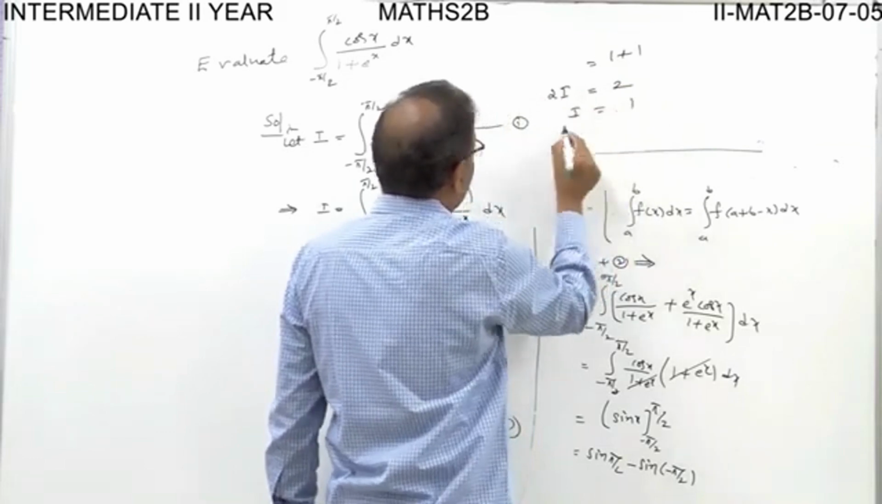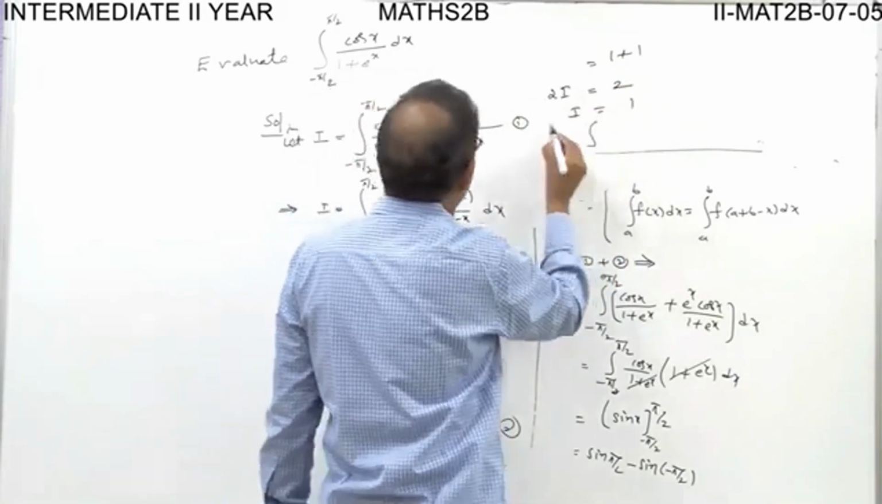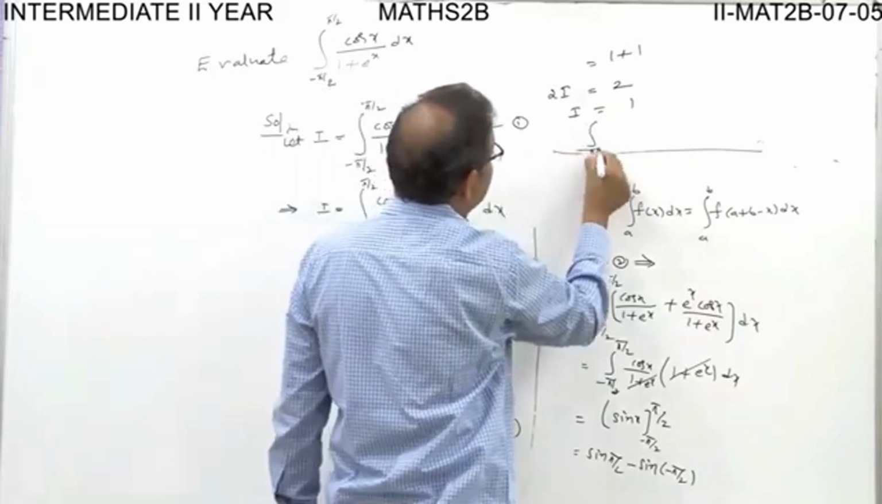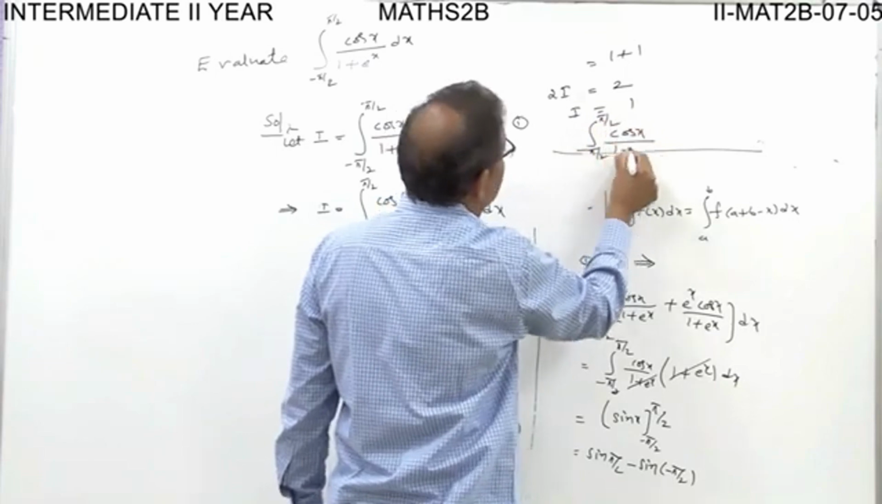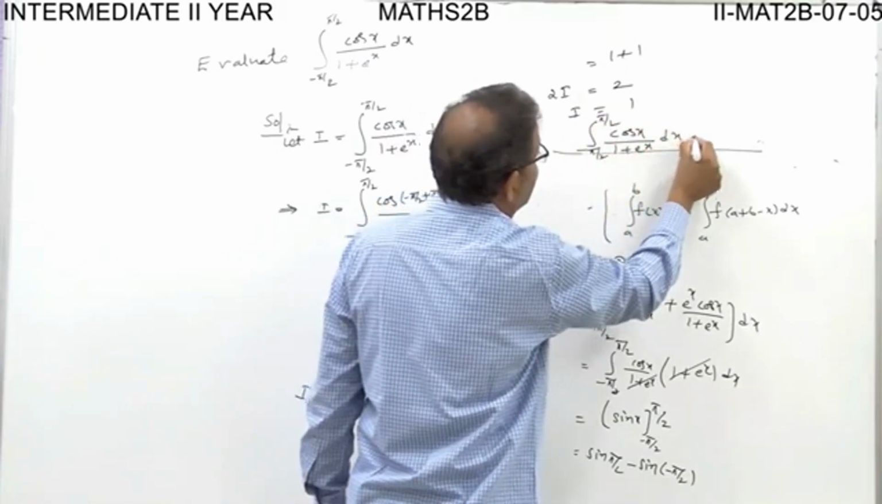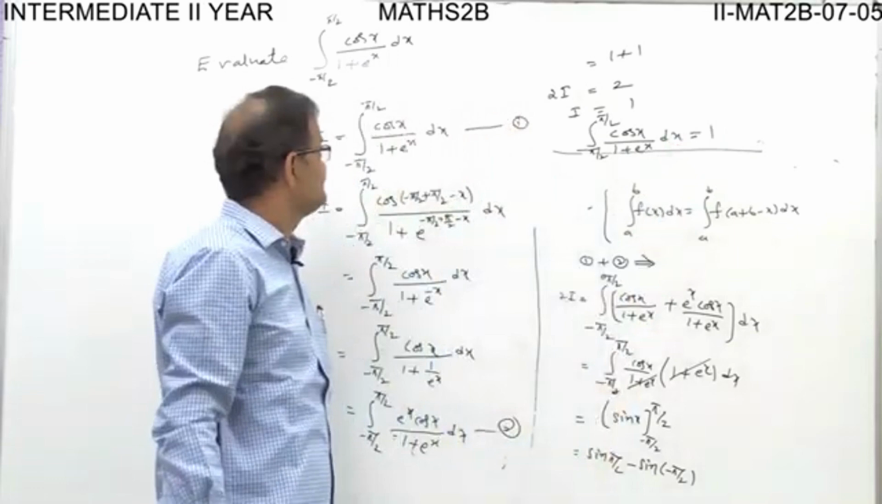I equals 1. I means the given problem, integral from minus pi by 2 to pi by 2 of cos x by 1 plus e to the power of x dx, is equal to 1.